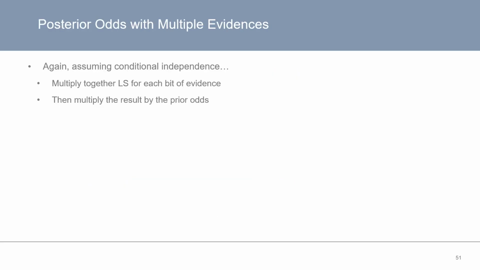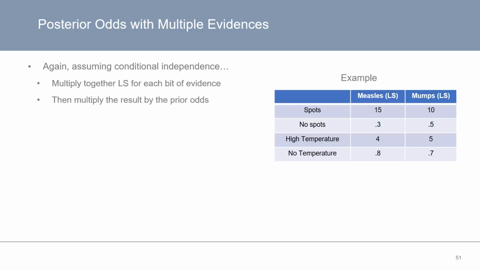We can also use posterior odds with multiple evidences. Again, assuming conditional independence, we can multiply together each level of sufficiency for each bit of evidence. Then we can multiply the result by the prior odds.